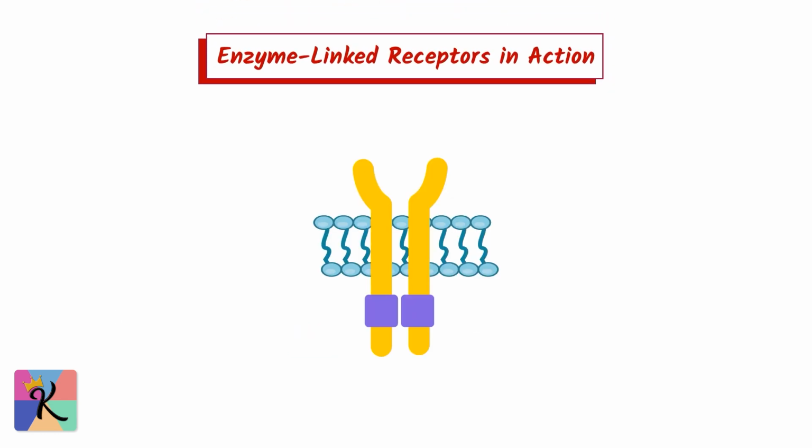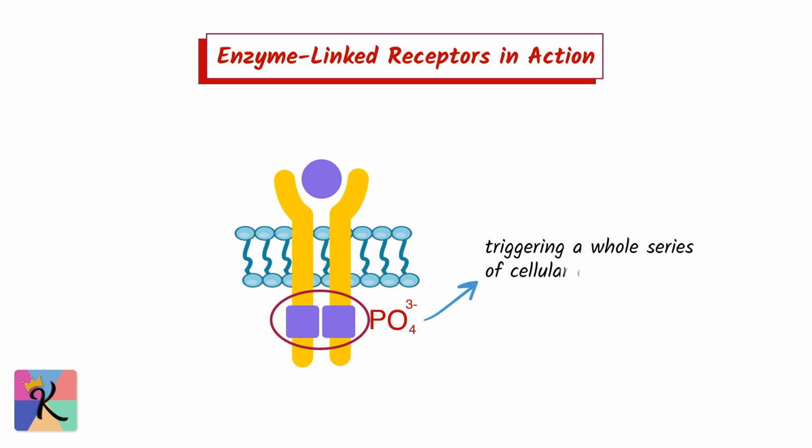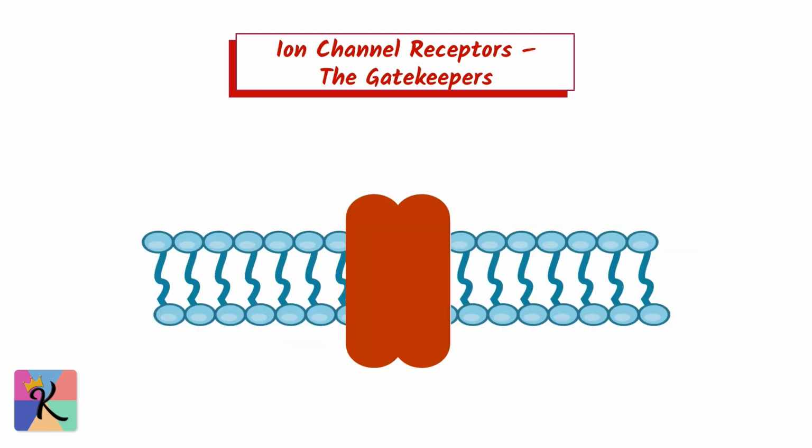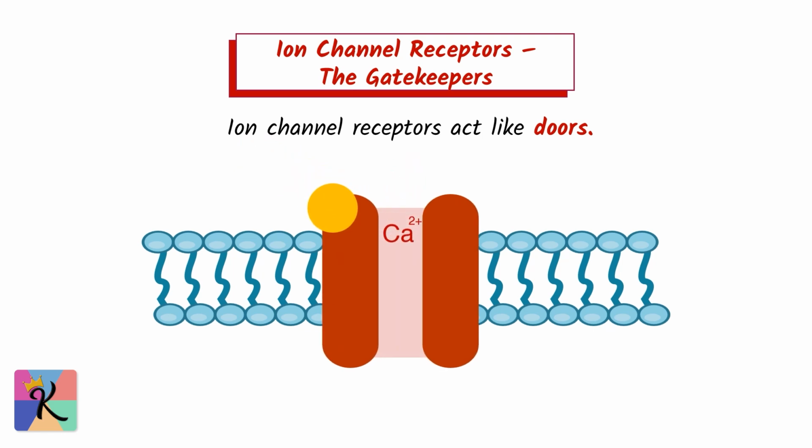Enzyme-linked receptors often dimerize, or come together, when a ligand binds. This activates their enzyme domain, which adds phosphate groups to proteins, triggering a whole series of cellular events. Ion channel receptors act like doors. When a signaling molecule binds, they open, allowing ions like calcium or sodium to flow in or out, quickly changing the cell's electrical charge and triggering an immediate response.